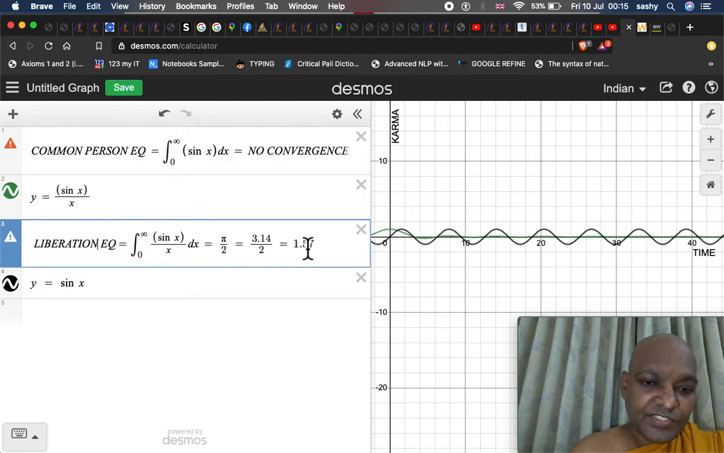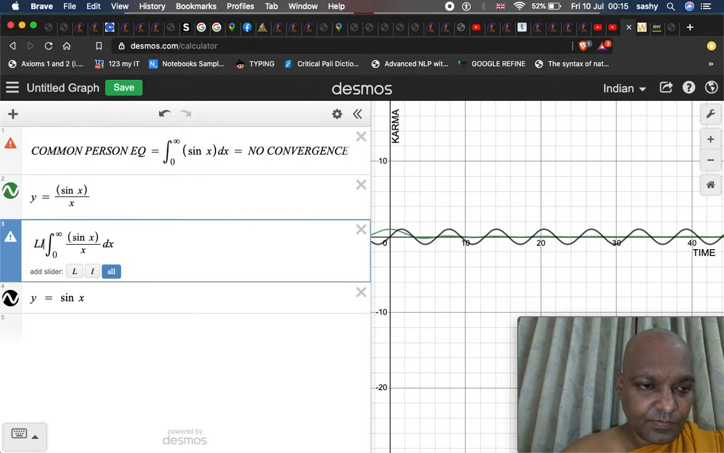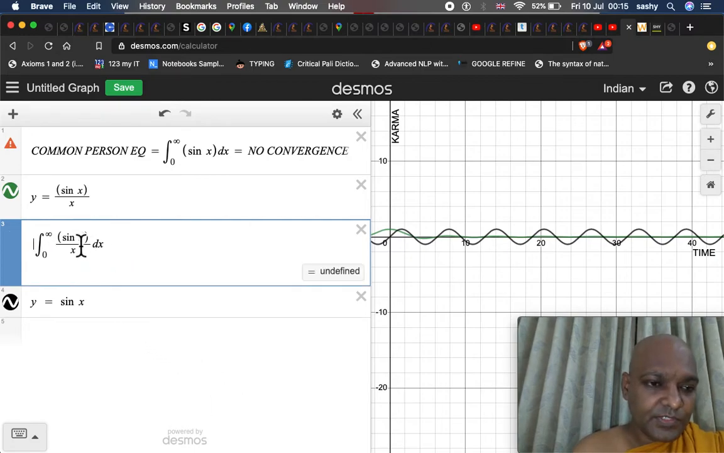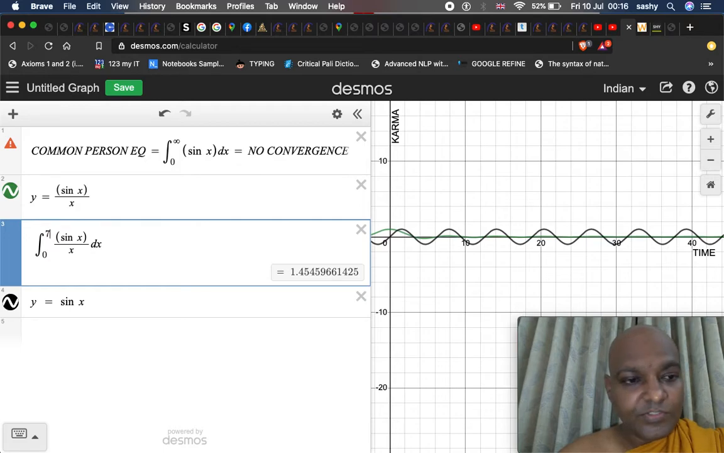Even though we put it as infinity, still it's 1.57. So in fact, for example, let's try to find out. Let's try to say, instead of infinity, say it's 7 births. For 7 births, from 0 to 7, the 7 bhava, it's 1.45, which is near to the value which we saw. Come and see.